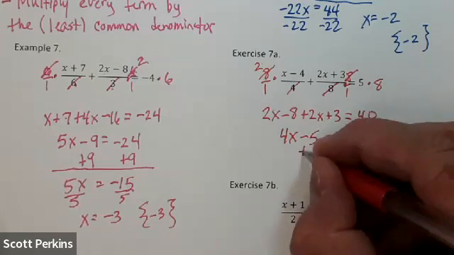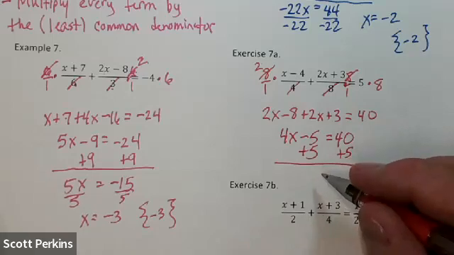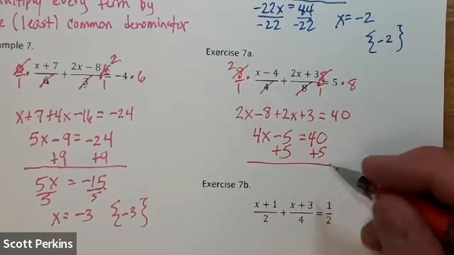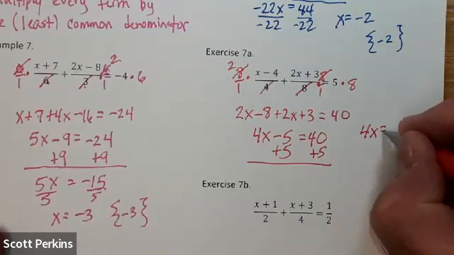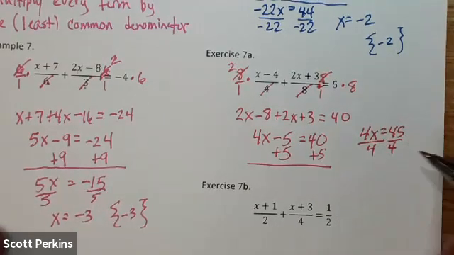I'm going to add the 5 to both sides. I've run out of room, so I'm just going to move over here to the right a little bit. So I got 4x is equal to 45, and I divide by 4. And don't worry that you get a fraction. Fractions are numbers too.